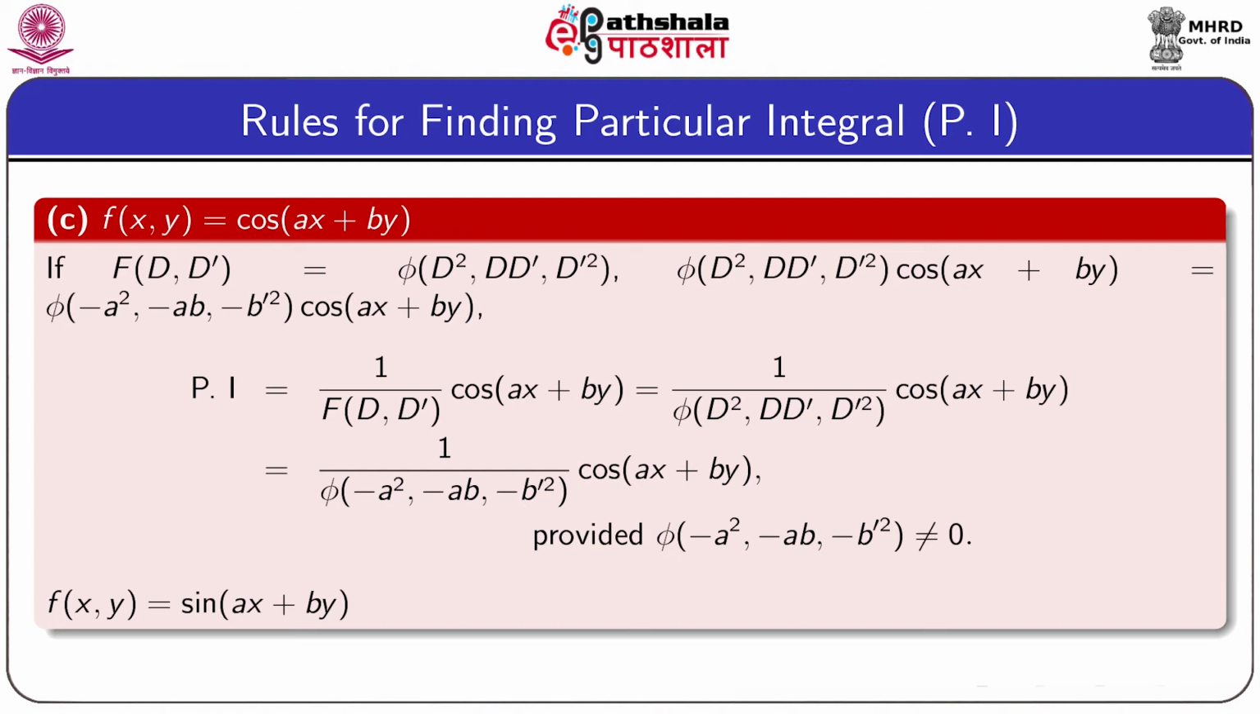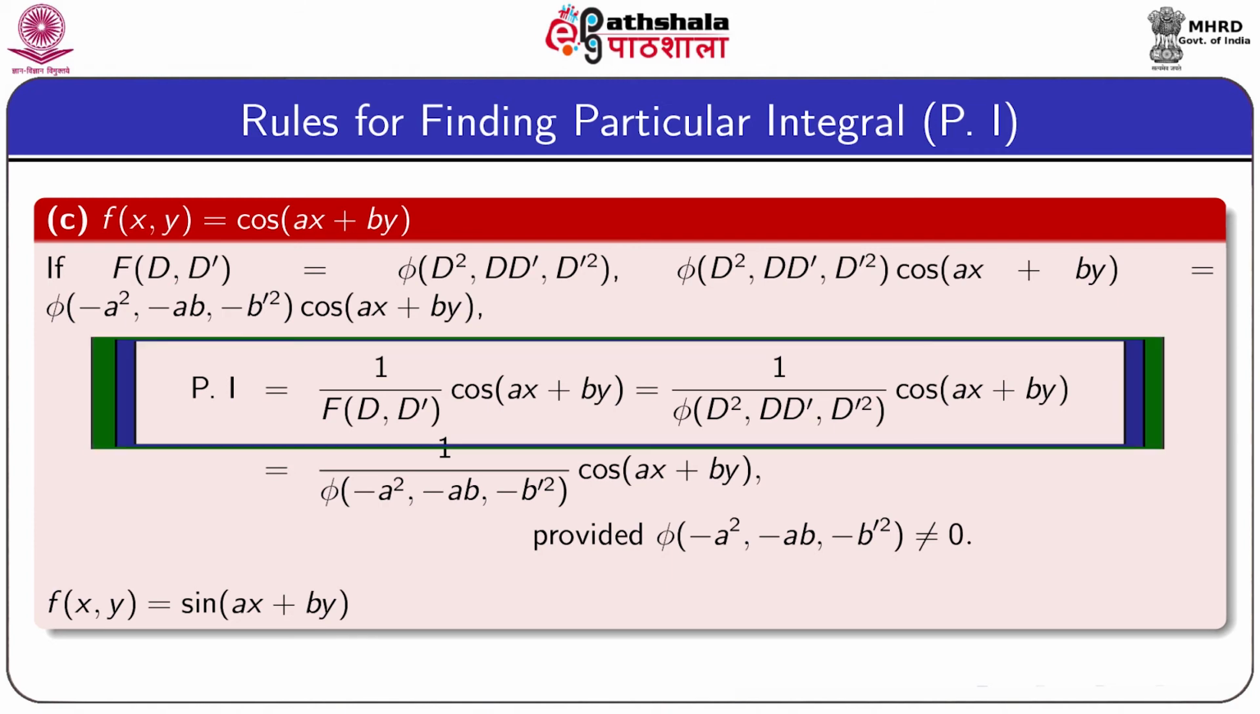First of all, we shall discuss when capital F is in the form of phi of D square, DD dash, D dash square. That means the function F is some function of D square, DD dash, or D dash square. For that case, if we operate phi on the function cos(ax + by), D square will be replaced by minus a square, DD dash will be replaced by minus ab, and D dash square will be replaced by minus b square. So, using this property, one can find the particular integral in this form.